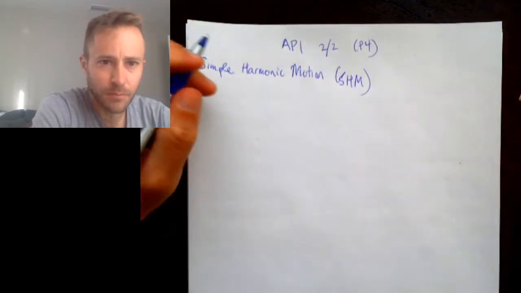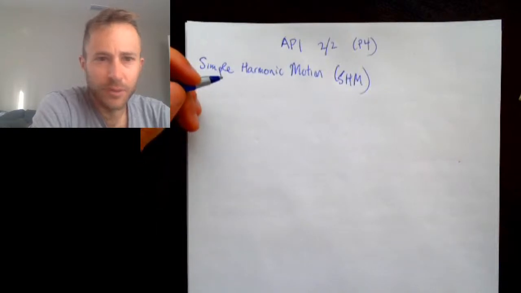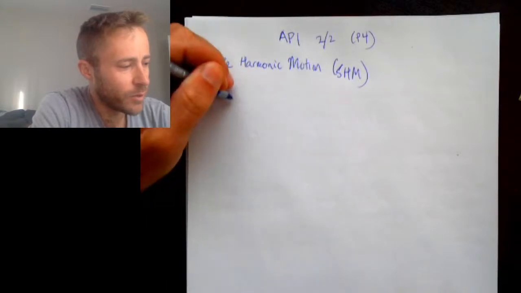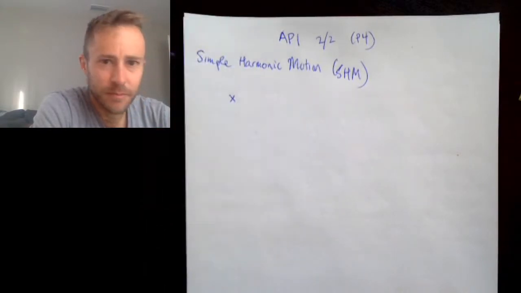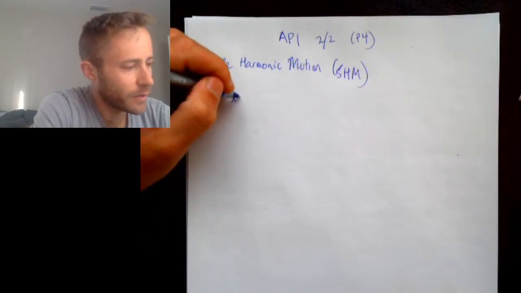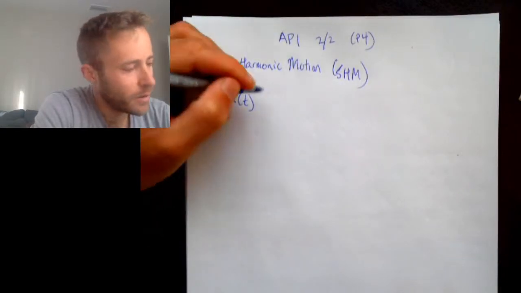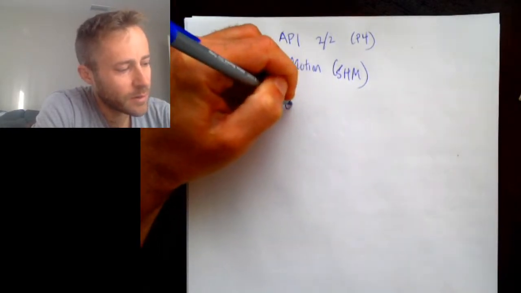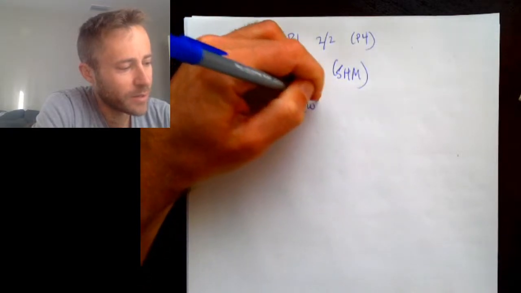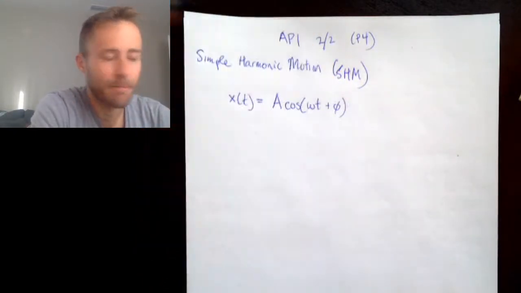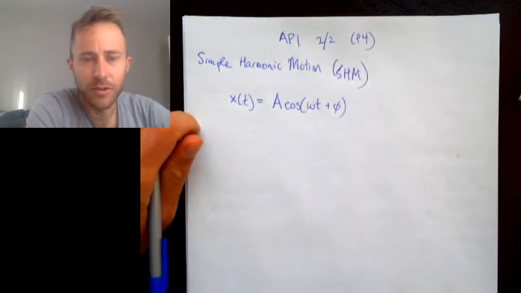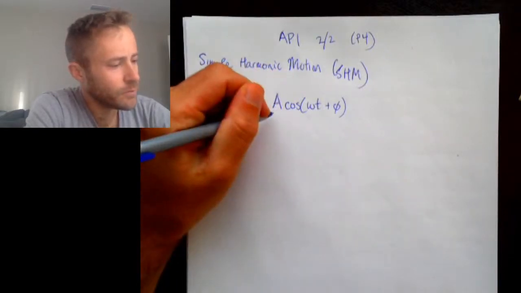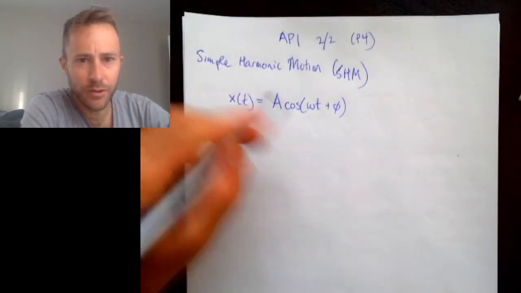And so if you have simple harmonic motion, what that means is that your position as a function of time is given by a cosine of omega t plus phi. All right. Okay, so what do these constants mean?